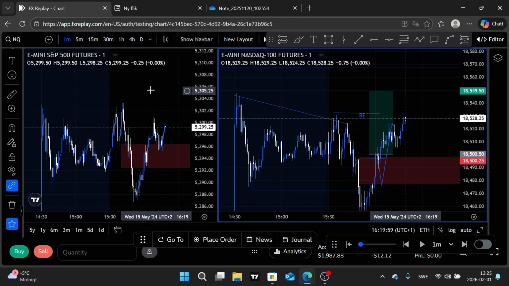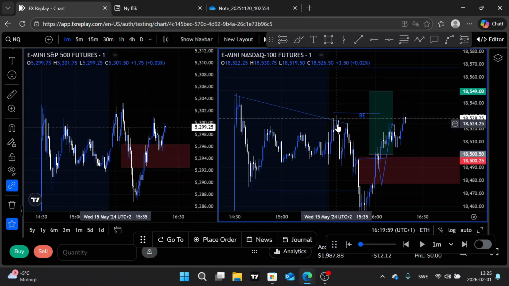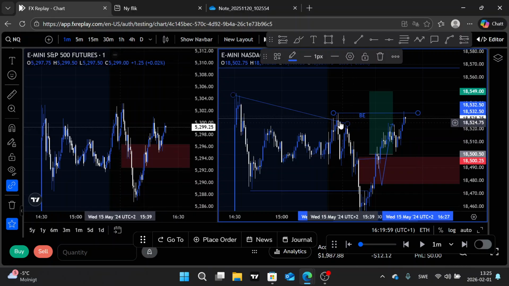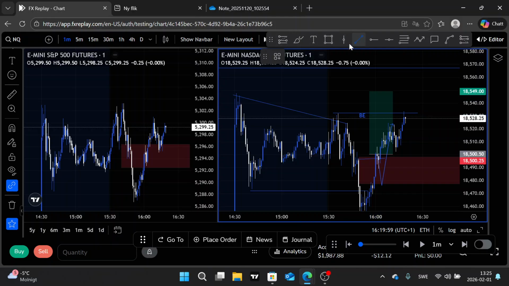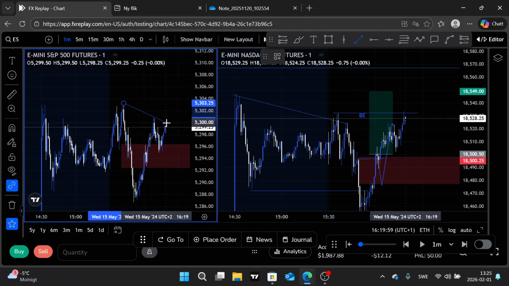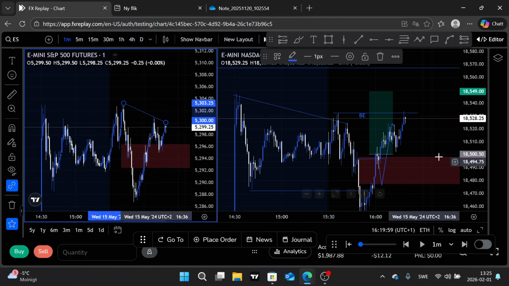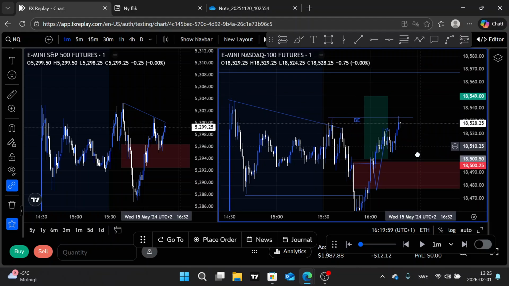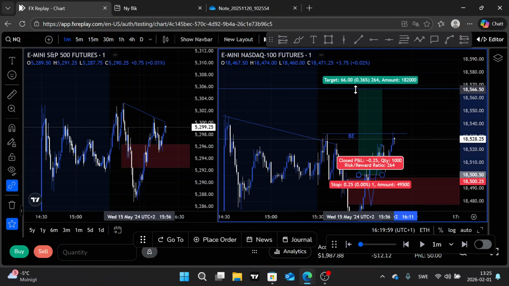What do we have now? We swept this high on NQ, but we didn't sweep this high on ES. So what is that supposed to mean? That we have a bearish SMT right now. That for me doesn't matter. Why? Because I'm already in profit and I moved my stop loss to break even. So I will let the market do its thing.